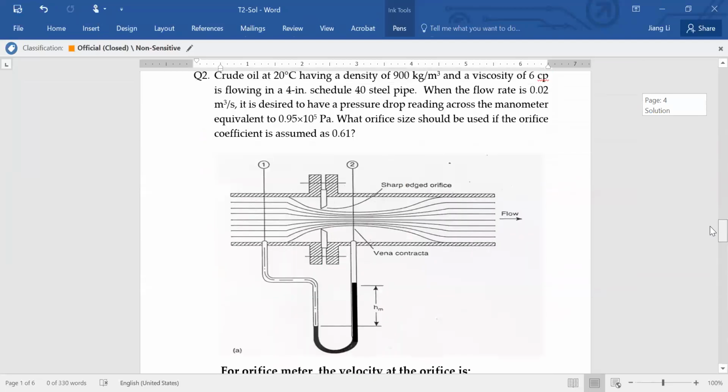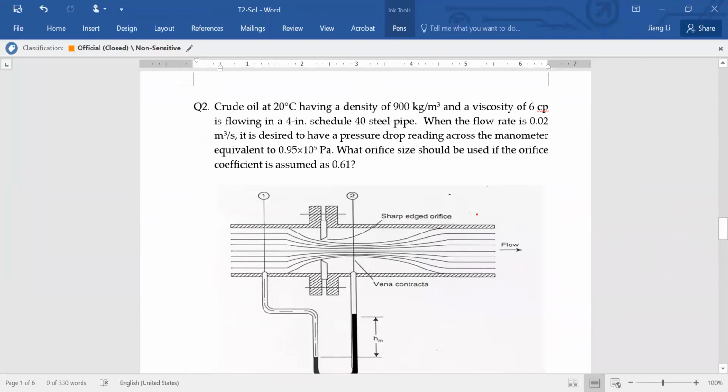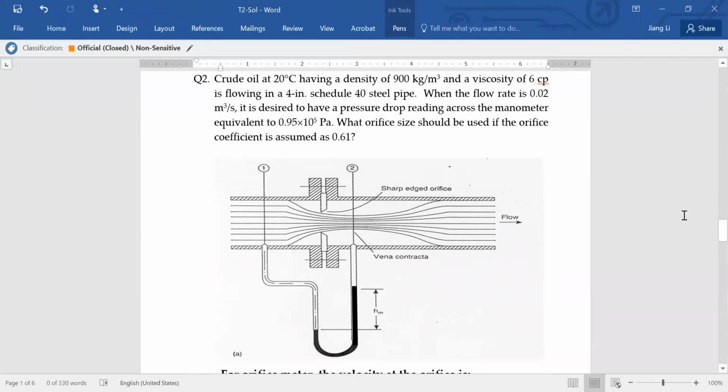Now let's move on to question 2. Question 2 is very similar. Now you have an orifice meter. Please take a look at the structure here. For an orifice, there's no gradual change of diameter of the pipeline. Instead, there's a plate inserted into the pipeline. On this plate, there's an opening here. This opening, we call the orifice.